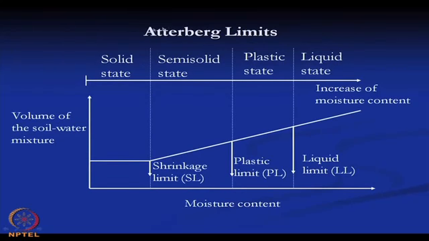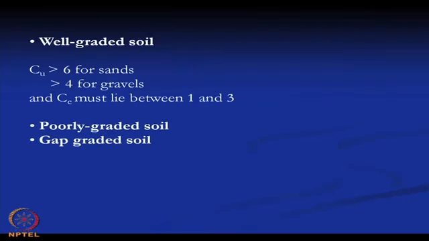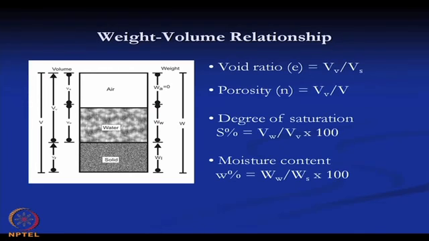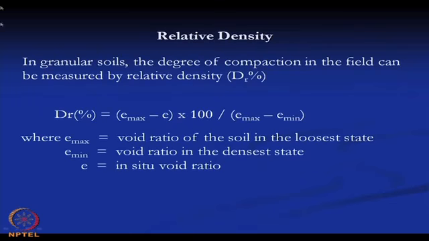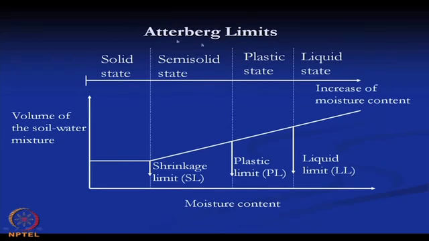Now, next important properties are the Atterberg limits. So, first we define what the Atterberg limits are. The previous properties that we have discussed, that is well graded soil, poorly graded soil, gap graded soil, are basically properties for the coarse grained soil, mainly sand. And relative density is also a very important property for the granular or coarse grained soil. Similarly, the Atterberg limits are very important properties basically for the fine grained soil or the clay soil.